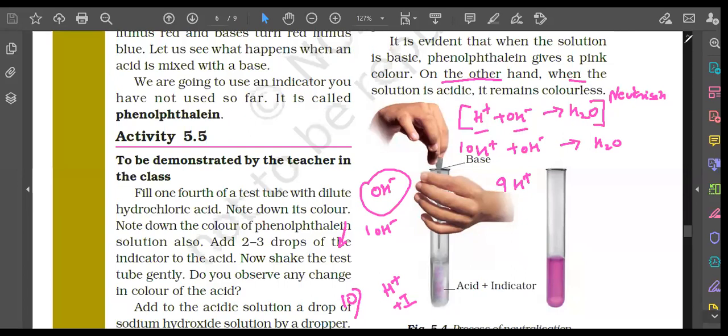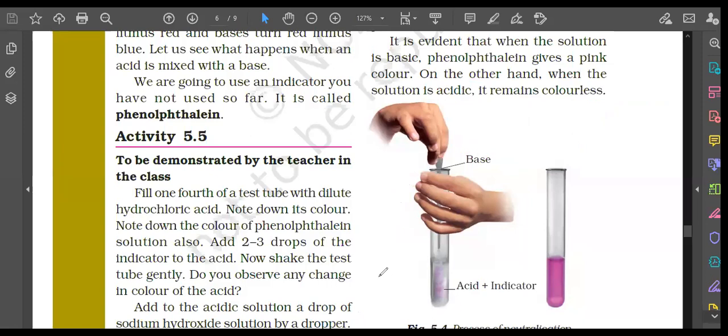Now, just imagine, before we had 10 H plus, and we add 9 OH minus. The solution, what do you think? Will the solution be acidic or basic?